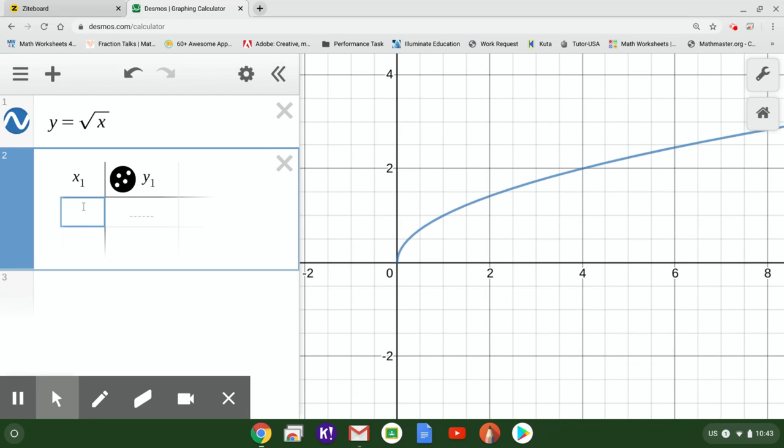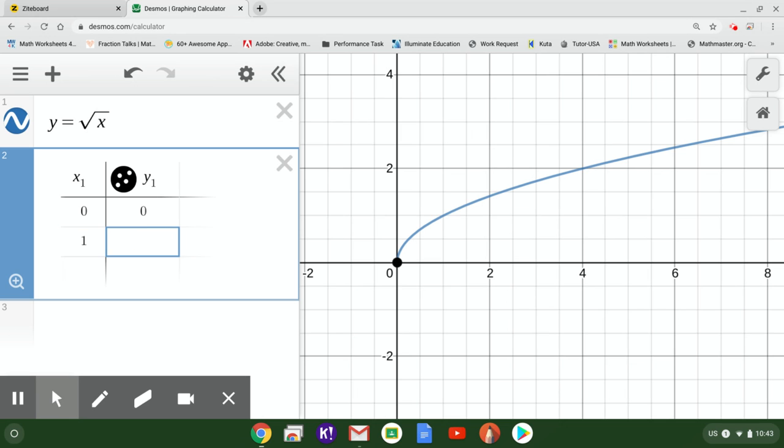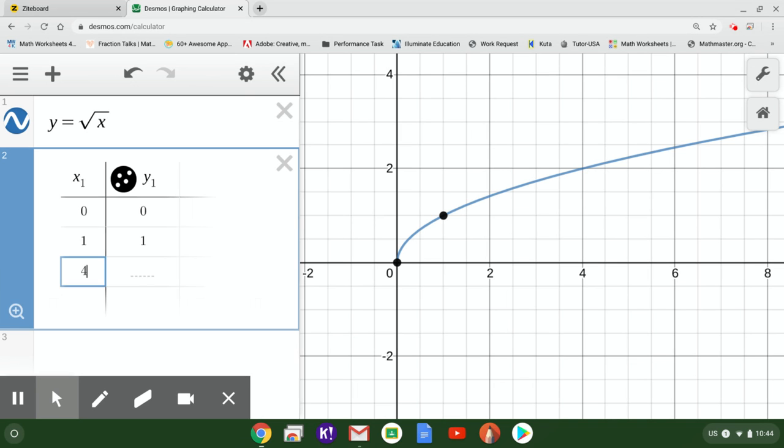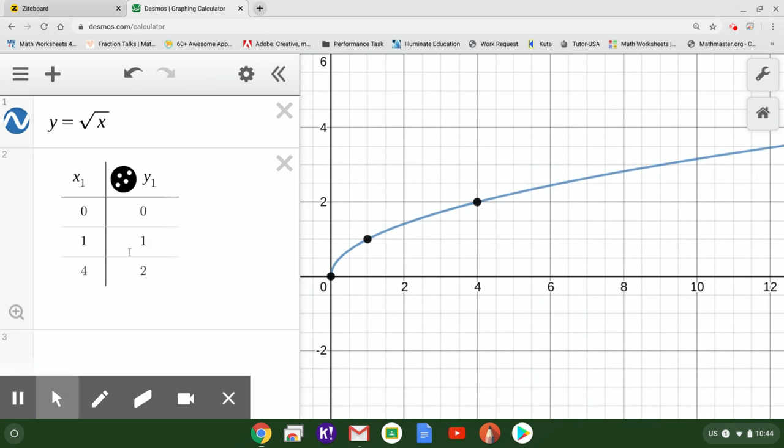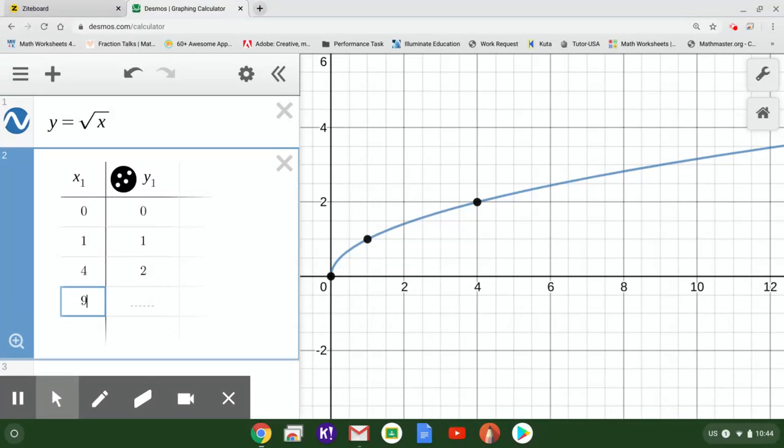So when x is 0, y is 0. The square root of 0 is 0. The square root of 1 is 1. You don't want to do the typical 1, 2, 3, 4, 5 because the square root of 2 and the square root of 3 are going to be decimals. So you want to just jump to the square root of 4. The square root of 4 is 2. If you see over here on the right, it's lining up with the graph. The next one would be the square root of 9. The square root of 9 is 3.